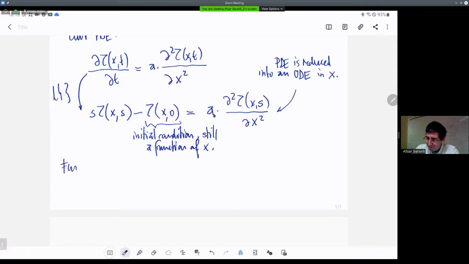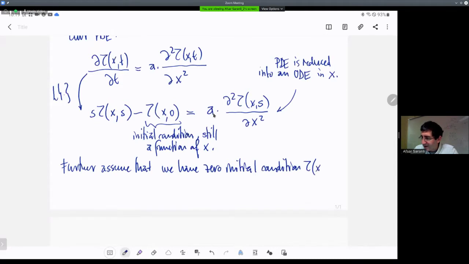Let's further assume that we have zero initial condition, tau x0 equals 0. This comes naturally because we assumed the system to be at equilibrium at the steady state, and we work with the delta variable. So although the actual temperature is not 0, the delta variable is equal to 0 because we are looking at starting from the steady state. Okay?